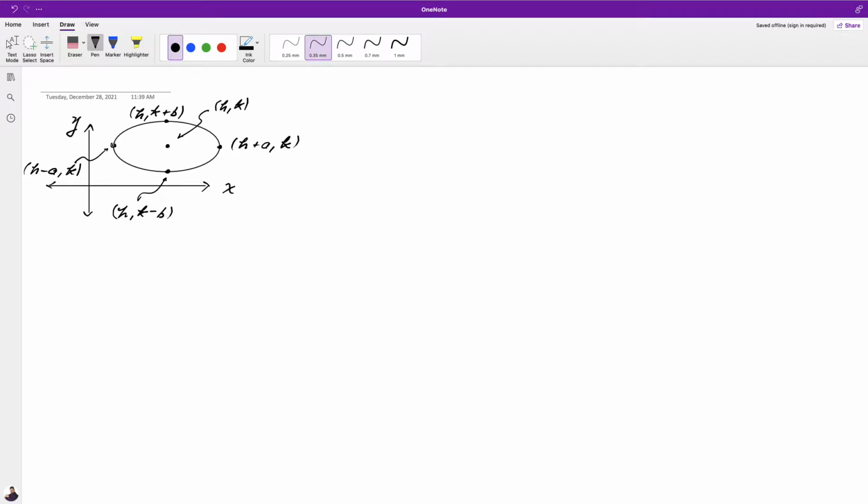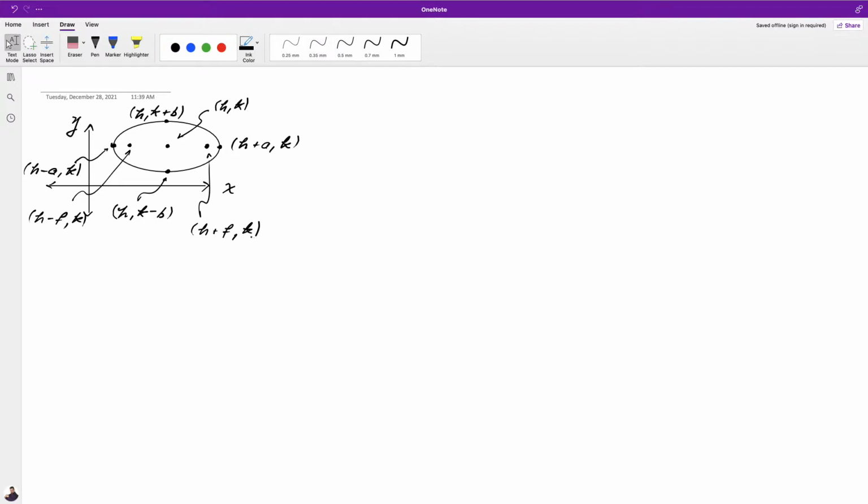And then we've got our two foci. Here's one and here's one here. Just eyeballing this a little bit. And with this focus, we'll call it h minus f, for focus, comma k. And this one here we'll call, obviously, h plus f, comma k.